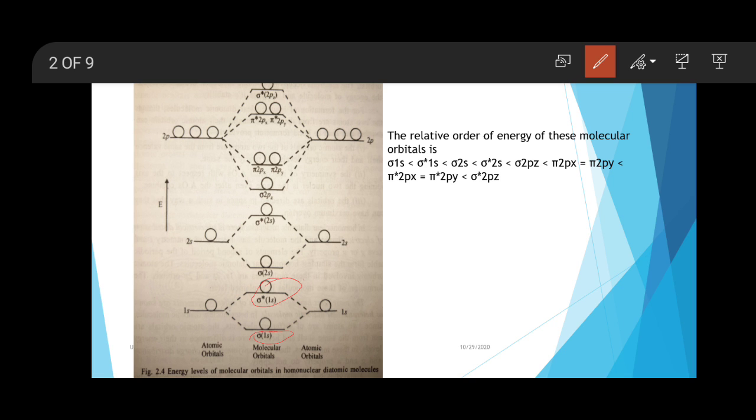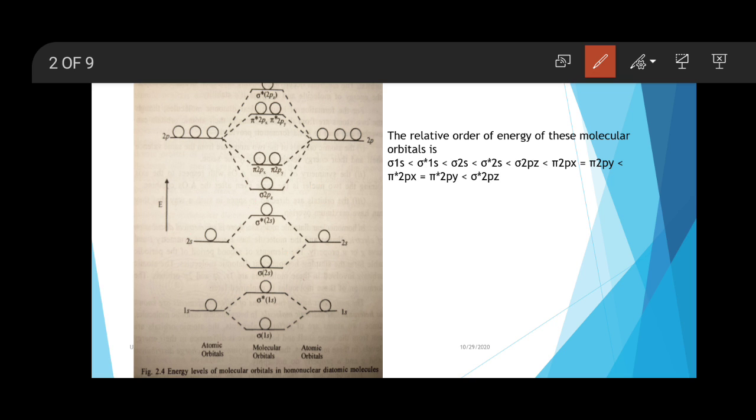The same type of combination you can see when the 2s orbital of one atom overlaps with the 2s orbital of another atom. Again two atomic orbitals combine, so two new molecular orbitals will get formed. One will be bonding, the other will be antibonding. The bonding molecular orbital is labeled sigma 2s and the antibonding molecular orbital is known as sigma star 2s. Everybody understood? Is it clear now?